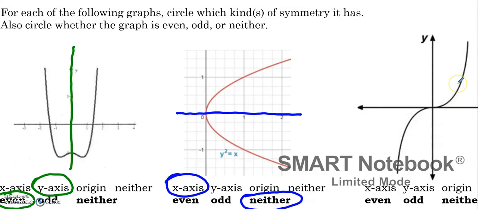How about the last one here? This one looks like it's symmetrical to the origin. Very good. And remember, origin is our rotational symmetry, so if you were to visualize rotating this 180 degrees, it would land on itself. So this is origin. If something is symmetrical to the origin, then it is an odd function. Any questions?